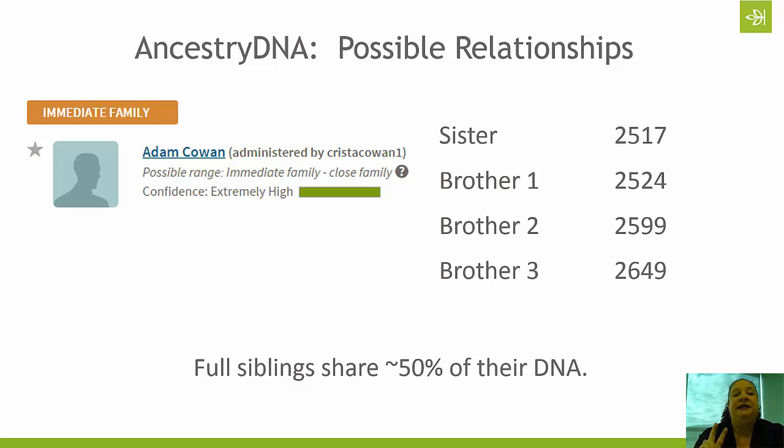Category number 2 is immediate family, and this is always going to be full siblings. So I am one of 5 children. I've had all of my siblings tested, and full siblings share about half of their DNA. It's not always going to be exactly half. As you can see here, these are my siblings, my sister and my 3 brothers, and you can see there's a little bit of variation here in how many centimorgans of DNA we share with one another. And that's fully to be expected. It's always going to be about 50%, and there could be a little bit of wiggle room there, but they're going to be labeled as immediate family.